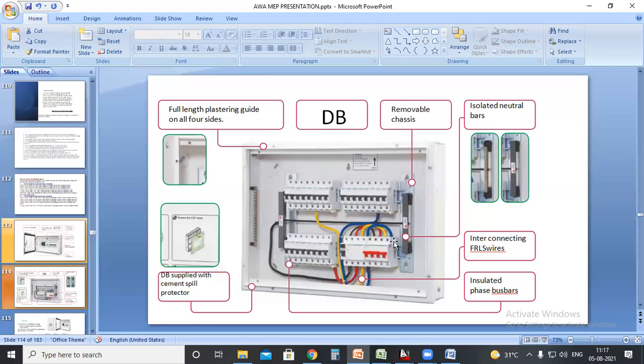This is the main incomer, so no need to count it. These are the 3 different phases, and this is the TPN DB. So can anybody say it in the proper way: dash-way, dash DB? Can you fill it in? Dash-way means the number of ways, and the dash DB means the type of DB. From this picture, can anybody say the type and number of ways?